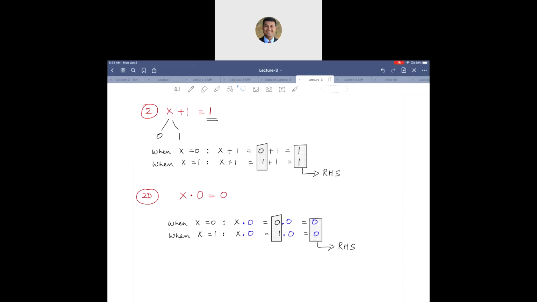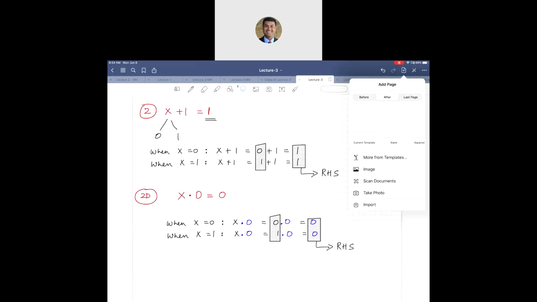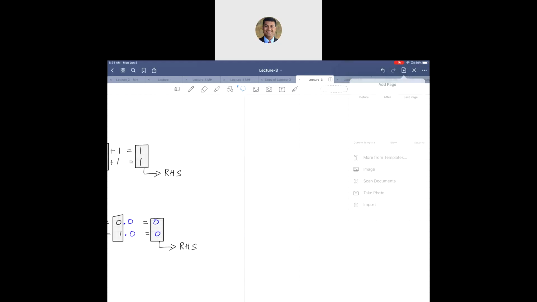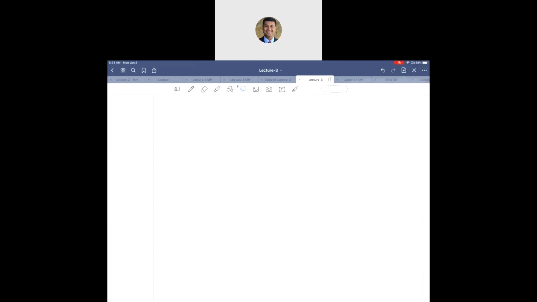Let's add another page after. So far, all we have been using is the perfect induction method. Let's do the third. The third property is the idempotent law, which is X or X is X. So I'll try to prove this in a slightly different way. Let's say I prove it using still a truth table, but you can picture it in a different way. Say I'll have a column for X and a column for X or X.